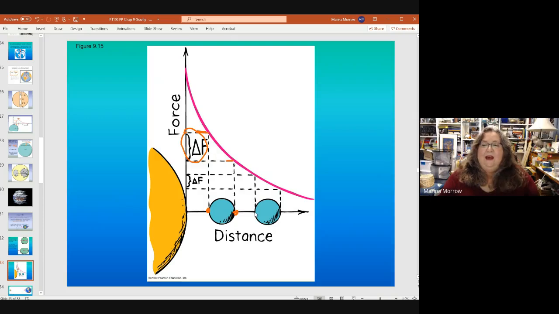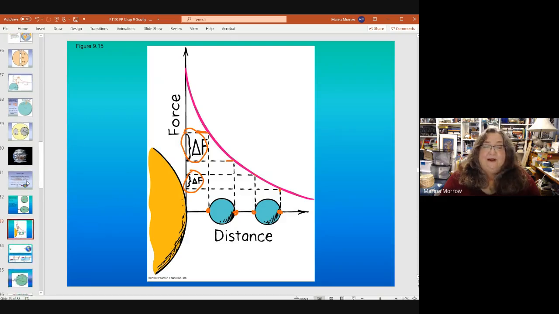Now, if the object is further away, there's still a difference of forces, but now it's a smaller difference of forces. So the moon is 250,000 miles away from the Earth. The sun is 93 million miles away. So the moon is the one that's mostly responsible for the tides because it is closer.